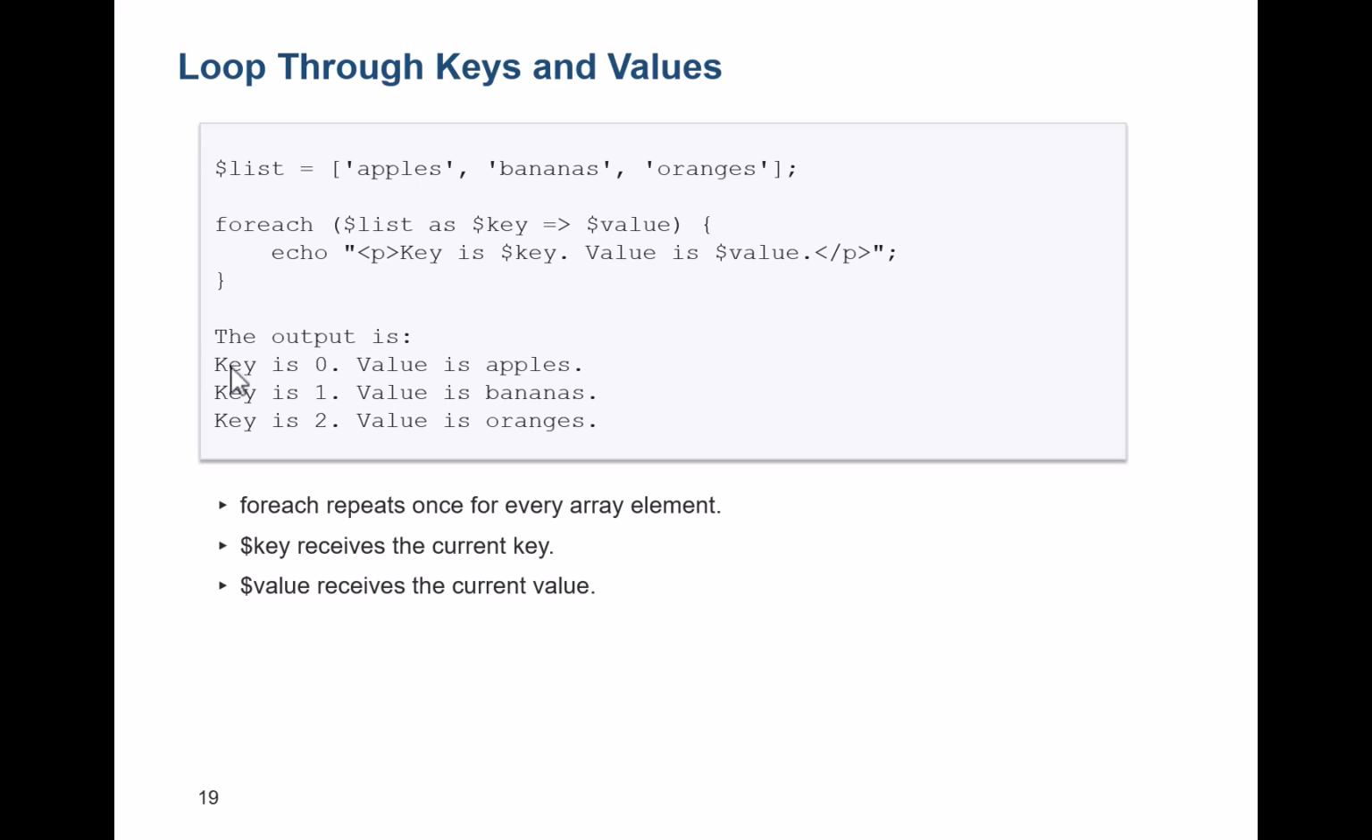The output is key is 0, value is apples. Key is 1, value is bananas. Key is 2, value is oranges. The code inside the curly braces runs once for every array element. A foreach loop can process values only or keys and values together. PHP's foreach syntax accepts an iterable expression followed by either a value variable or a key and value pair.